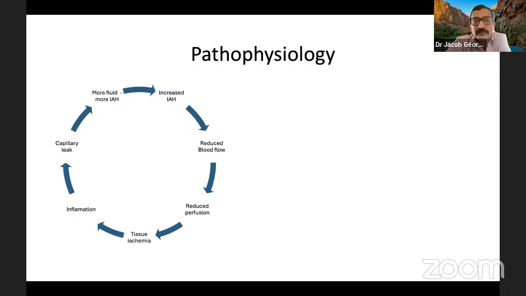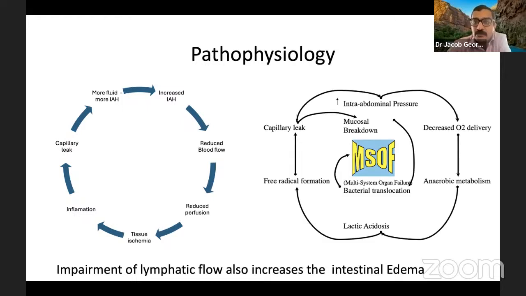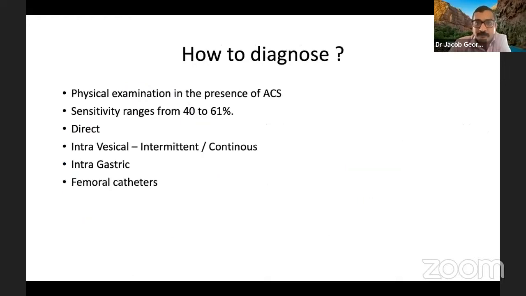Inflammation is going to cause more capillary leak, more tissue edema, more intra-abdominal hypertension. The obstruction of the lymphatics also increases the intestinal edema, contributing to the abdominal compartment syndrome. The capillary leak also causes increased translocation of the bacteria, which can result in multi-system organ failure in patients with abdominal compartment syndrome.